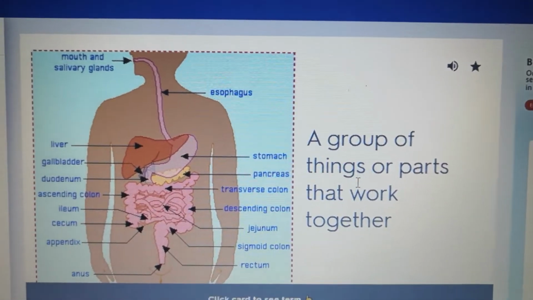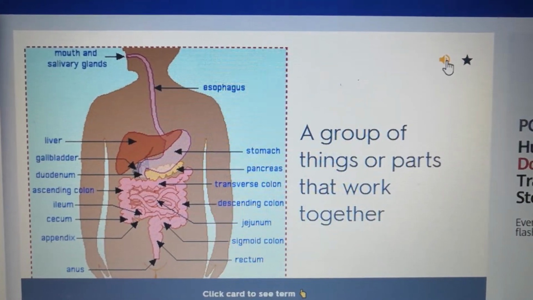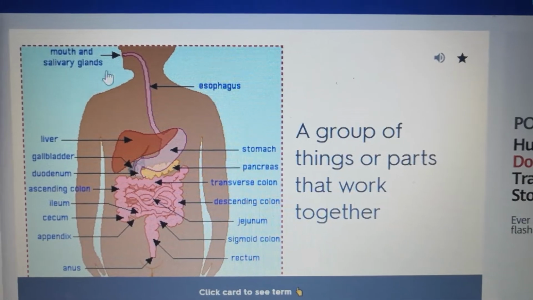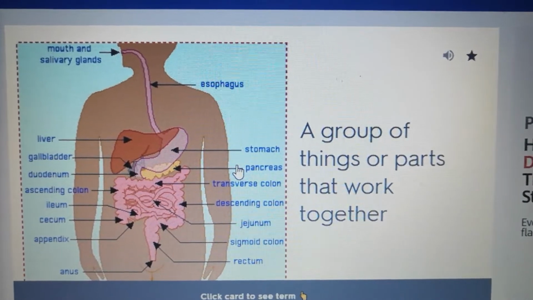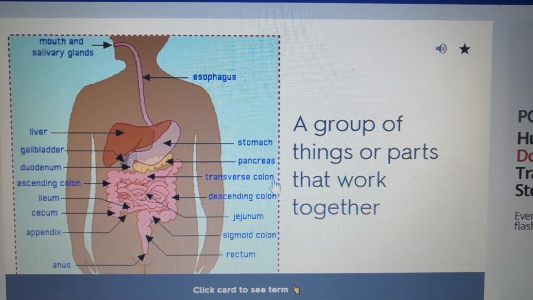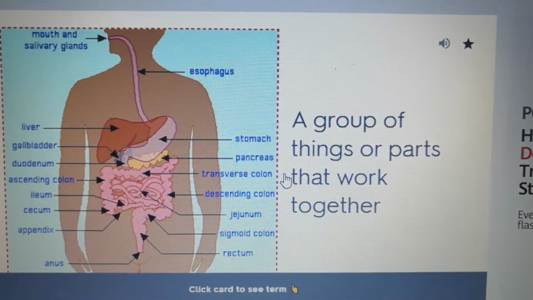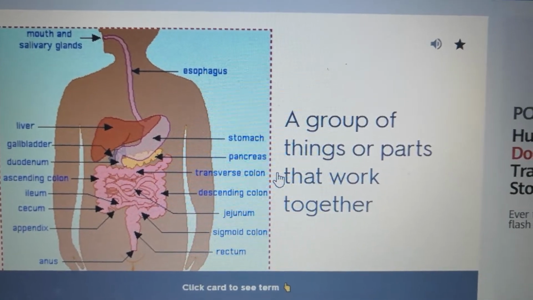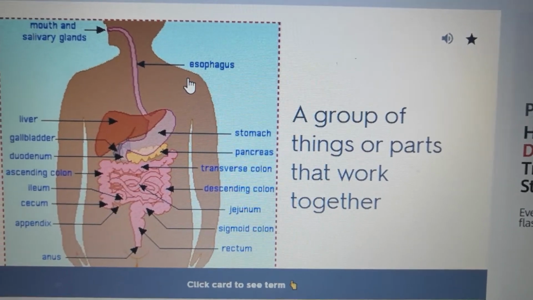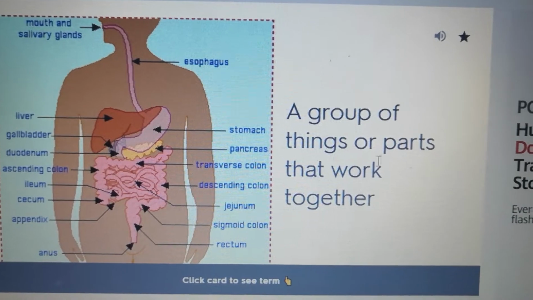A system is a group of things or parts that work together. These are the different systems, or body systems, that we have. So a system is a group of things or parts that work together. For example, each system in your body has many parts working together. So these are examples of your body system.